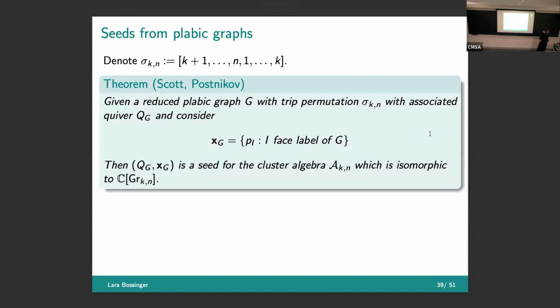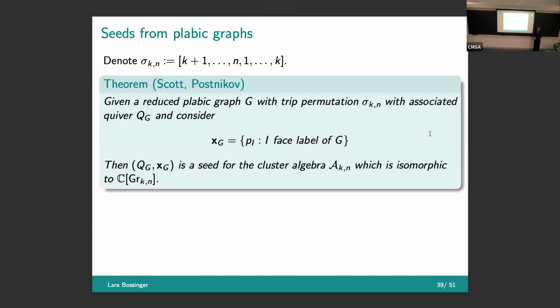Okay, so let me end with this result, a mashup of results of Scott and Postnikov. Scott has a paper called Grassmannian cluster algebras, where he proved that the homogeneous coordinate ring of the Grassmannian Gr(k,n) in general is a cluster algebra, and you can obtain the cluster algebra structure this way from Plabic graphs. It's not the combinatorics Scott used, but there's an equivalent combinatorics called Postnikov diagrams, alternating strand diagrams, and there is a combinatorial bijection between those and Plabic graphs.